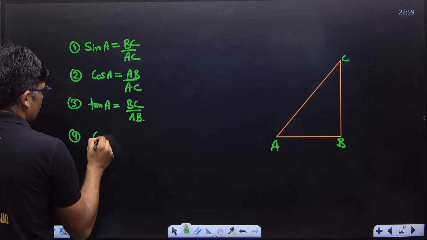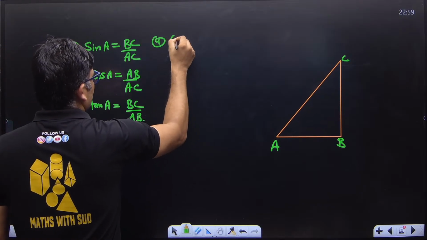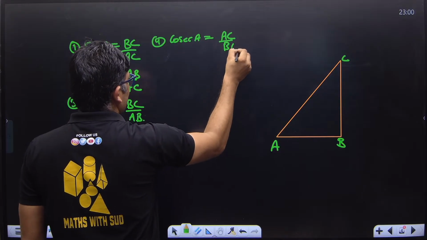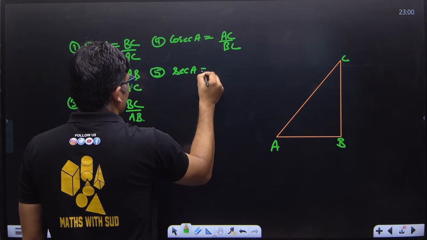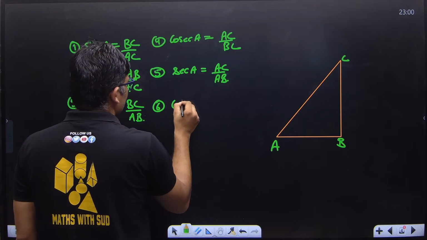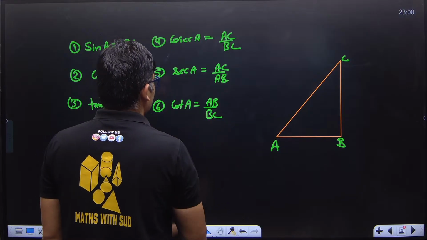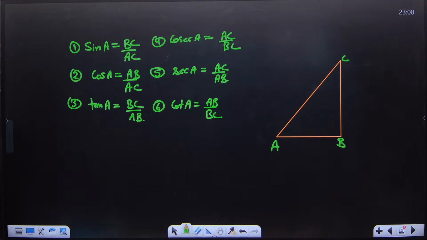Then cosec A, that is the reciprocal of this, you just reciprocate it, AC upon BC, and sec A is equal to AC upon AB, and then last, cot A is equal to AB upon BC. So these are the basic 6 trigonometric ratios. They are known as trigonometric ratios.